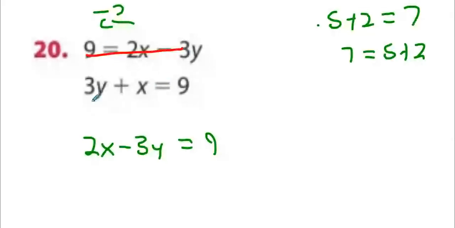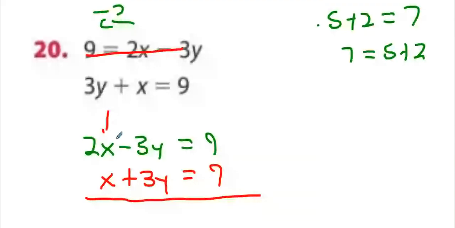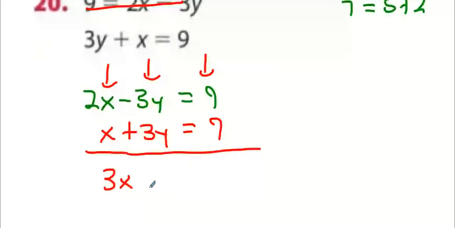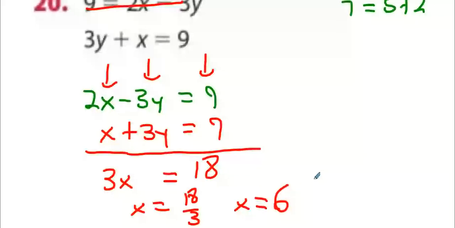Next thing I'm going to do is, instead of having 3y plus x, I'm going to write it as x plus 3y equals 9. And then when I add downwards, you can see that it cancels. And what we should get here is 3x equals 18, and then x equals 18 divided by 3, and x equals 6.